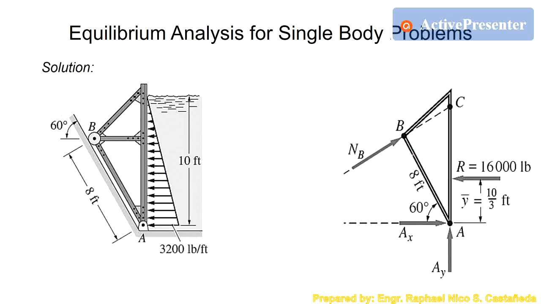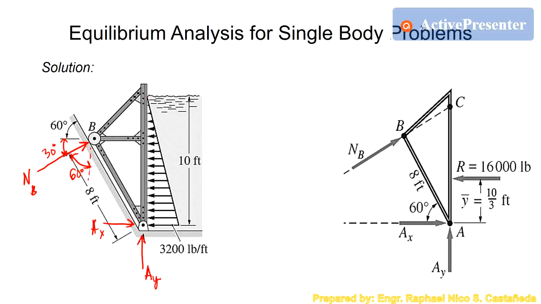So first thing to do is we will draw the free body diagram. So we know that for the reactions, we have AY and AX. Then for the normal force, we have this one right here, normal at B. So that is 60 degrees from the horizontal, or you can use this one, which is 30 degrees, depending on your preference.